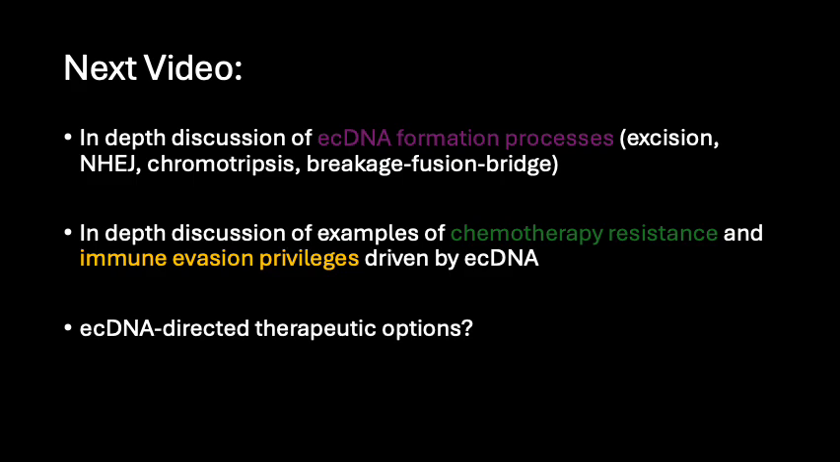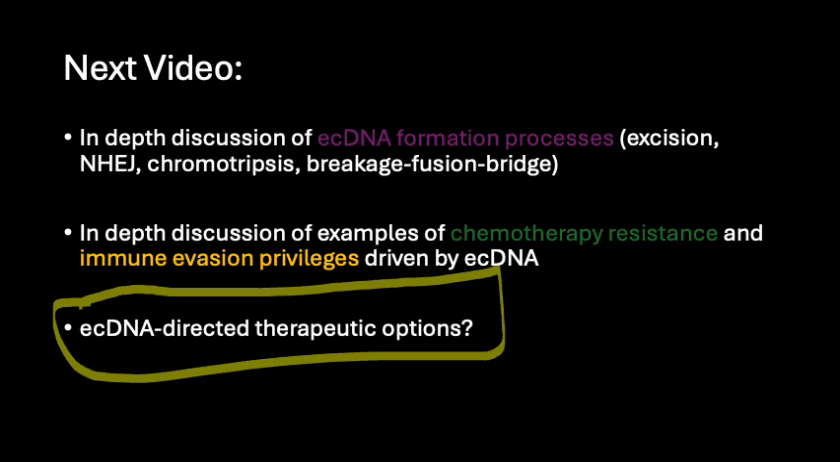So I hope you guys learned something very interesting, at least a few things from this video. And because this is part 1 of the series, next I'm going to discuss in more depth ecDNA formation processes, which can occur through multiple means, some of which I mentioned, like chromothripsis, but there are many others, like excision, non-homologous end joining, and break and fusion bridging. Then I'm going to discuss how ecDNA can actually contribute to chemotherapy resistance and immune evasion privileges within certain cancer cell lines, which are, of course, huge topics of therapeutic targeting nowadays. And then, of course, I'm going to talk about ecDNA-directed therapeutic options, which are coming to the fore.